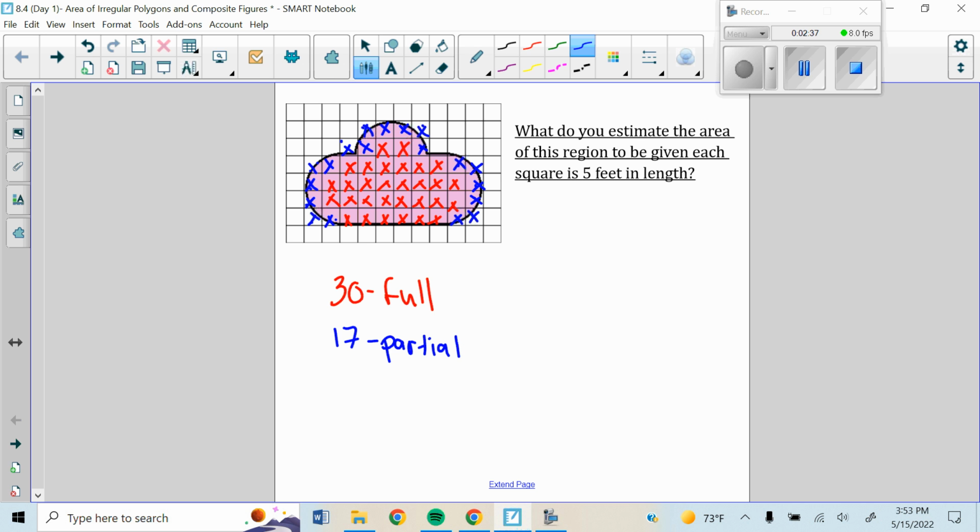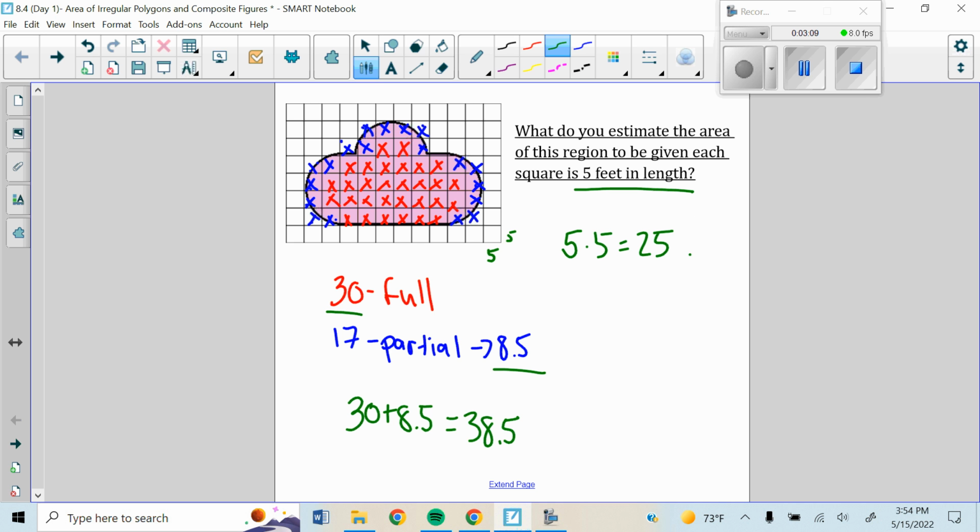And then we had to divide that in half, so that gives me 8.5. So now I add my full squares to half my partial squares. So 30 plus 8.5, and I get 38.5. And then I times it by the area of 1 square. It says 1 square has 5 feet in length. So that means this is 5 feet and this is 5 feet. So if I find the area of that, that's an area of 25 feet squared. So now I'm going to take my squares and times it by my area.